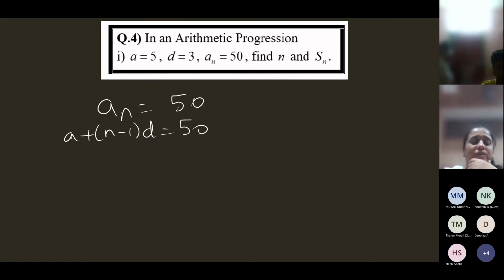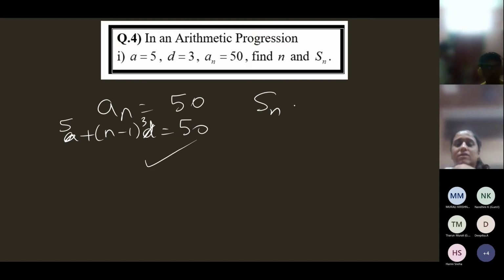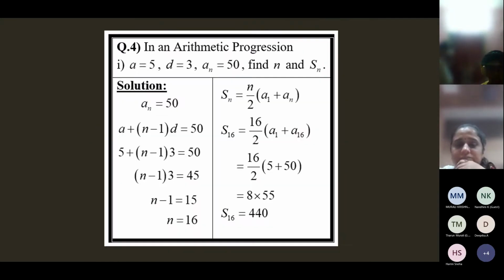Now, you can substitute the value of A. A is 5 and D is 3. So, when you work this, you will find the value of n, right? Yes, ma'am. So like that you'll find n. How will you find Sn? Sn they want you to find. What's the formula? Okay, use the formula and find Sn. That's it. Do it. Finish it and tell me, children.